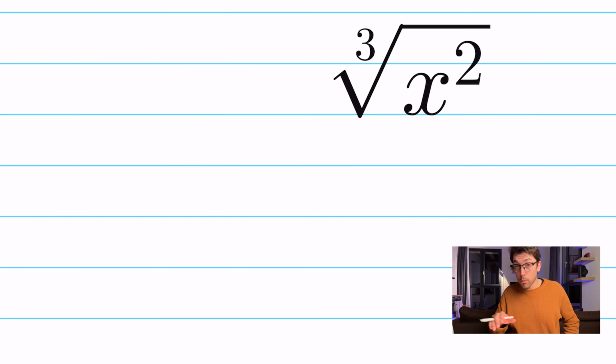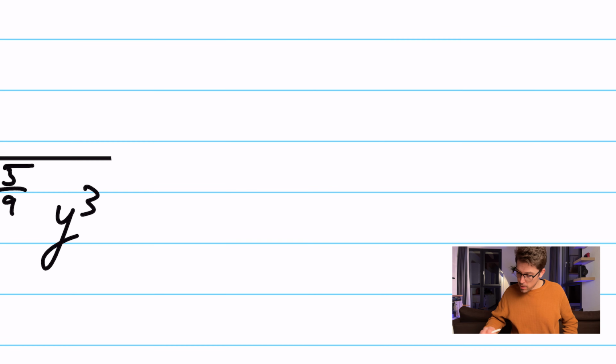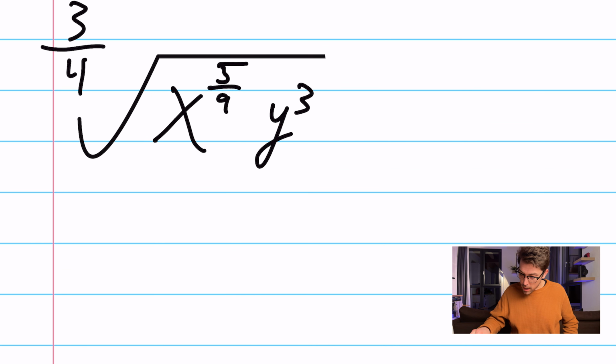How about the cube root of x squared? Again, I have x squared. My index is 3, which means I'm multiplying by the reciprocal, 1/3. That means x to the 2/3. Done. Now let's try one that's slightly more complicated.